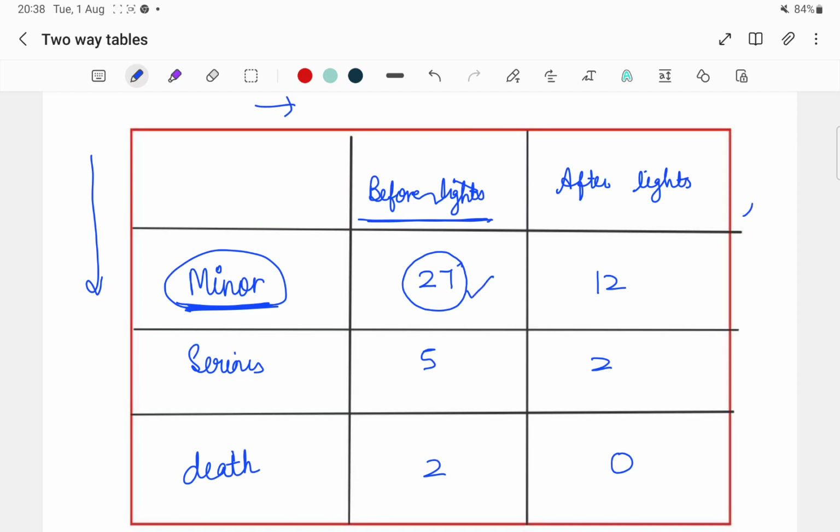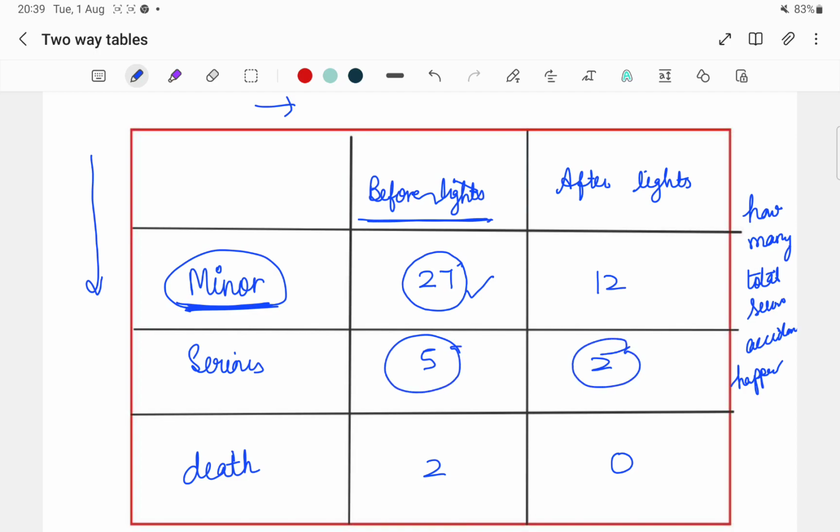Then I say, how many total serious accidents happen in all? So it can be before lights or after lights put on the intersection. So they will be 5 plus 2, 7. So this way we can give a lot of information.